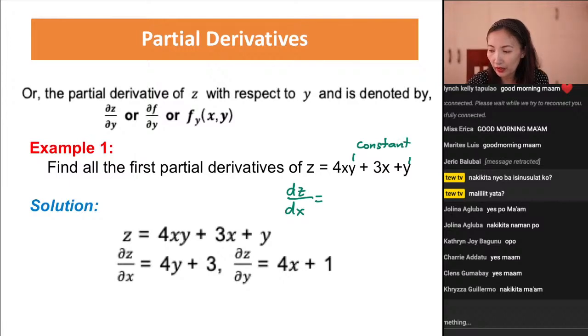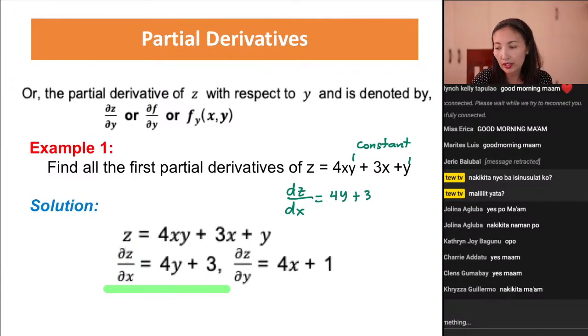So, what will this be? If this is a constant, the derivative of 4x is 4 times the constant y, so 4y. Plus, the derivative of 3x with respect to x, remember our variable of differentiation is x. So, the derivative of 3x is 3. And the derivative of y, which is a constant, is 0. So, we have here the partial derivative of z with respect to x, this is how we denote it, is 4y plus 3.